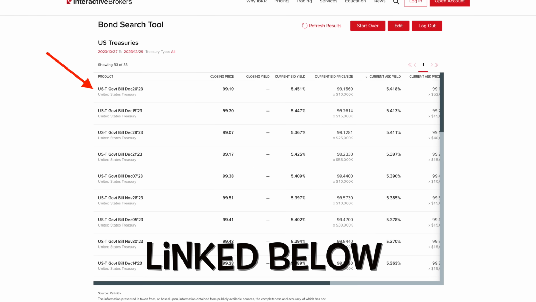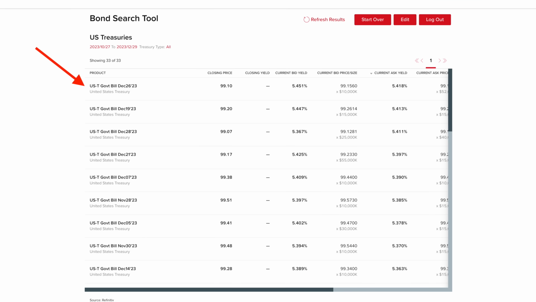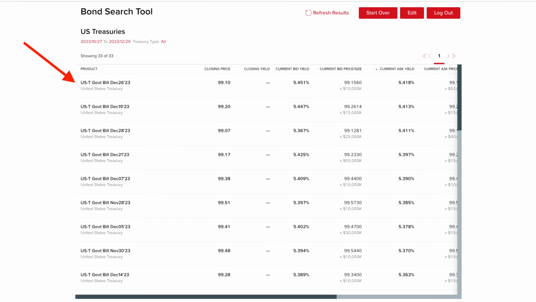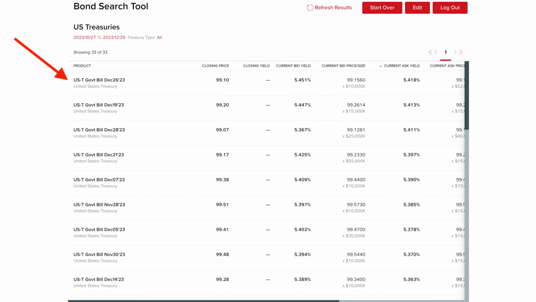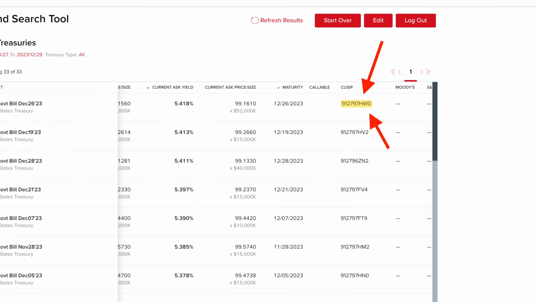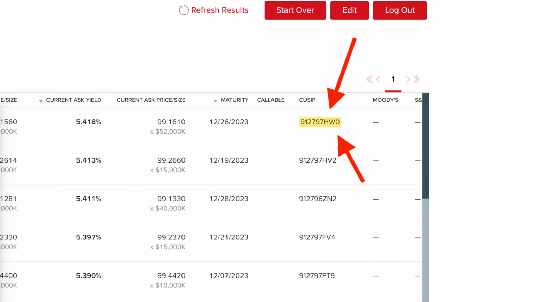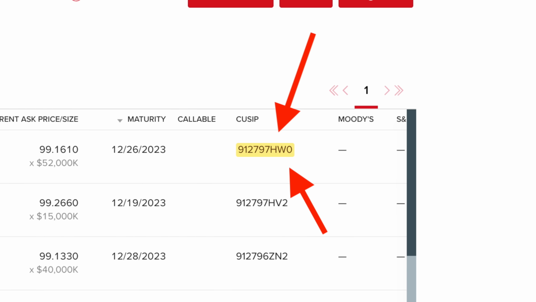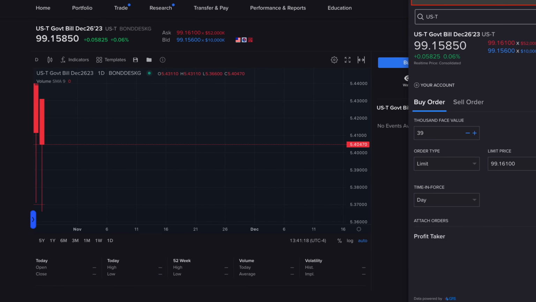You basically just have to go to their bond search tool, which I've actually linked below, search out the Treasury or even the Government of Canada bond that you want to buy, the duration, the yield, and then it will have a corresponding CUSIP number. You basically want to take that CUSIP number, search it in your account, and then you can buy the treasuries in lots of $1,000.